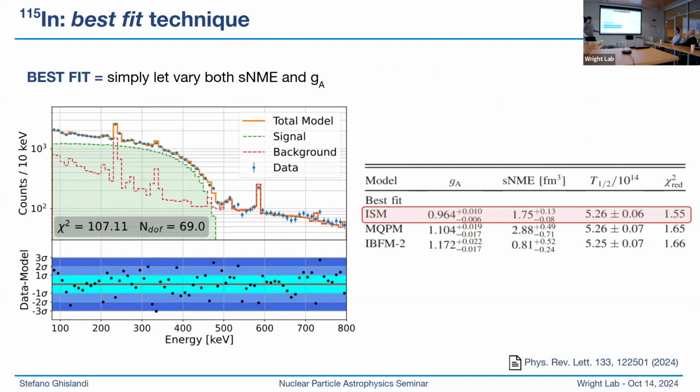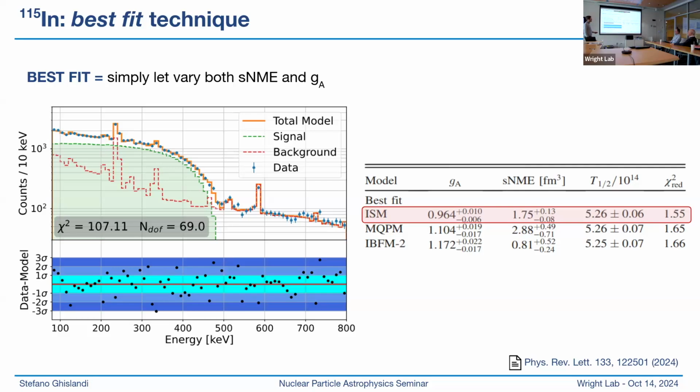Okay. The first attempt was what we refer to as best fit, which is the simplest thing you can think about. You let both parameters vary, and you try to see which is the best shape that matches the data. Okay, here you see the results. This is just one of the examples. And let's say that the data reconstruction is quite good and quite happy. If you see the residuals, they're mainly inside the 2 sigma band.